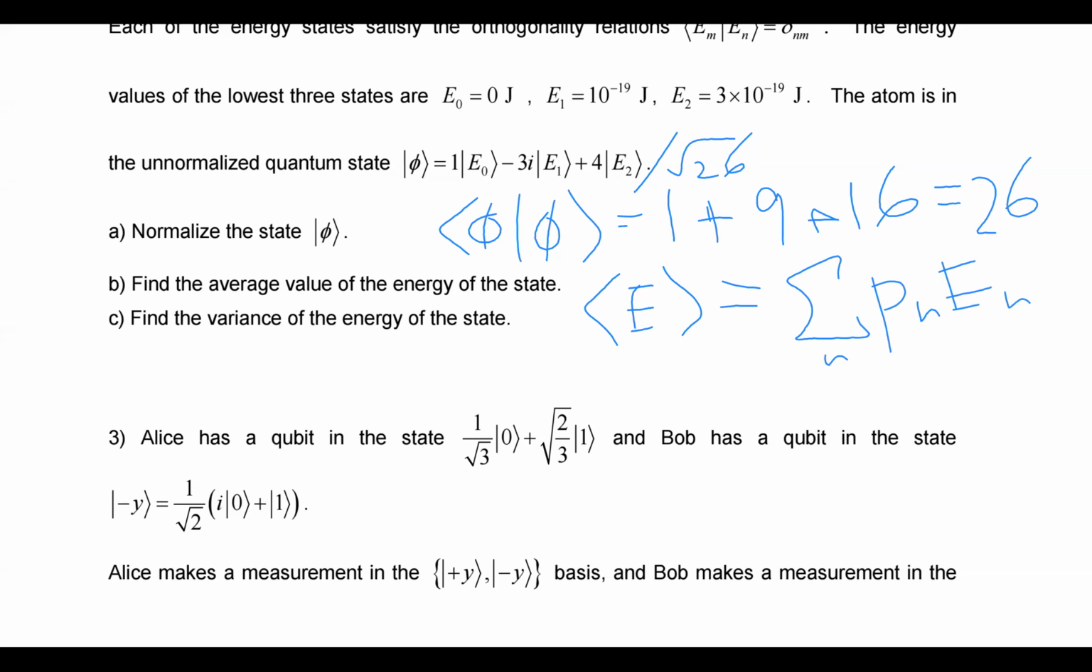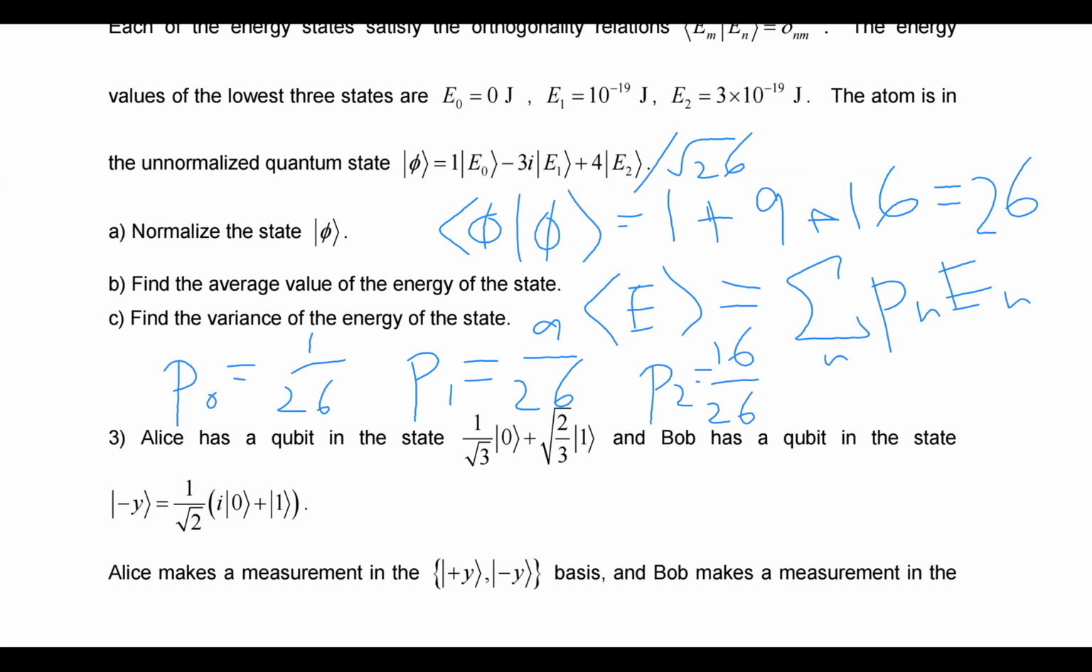So here there are 3 values of the energy, and you can calculate the probability of each one. Now that we've normalized this state, we can write down what the probabilities are. It's basically just the norm squared of each of these coefficients. So we've got 3 coefficients. The probability of the first one is 1/26, so you square it. Probability of the second one is 9/26. And probability of the third one, P2, is 16/26.